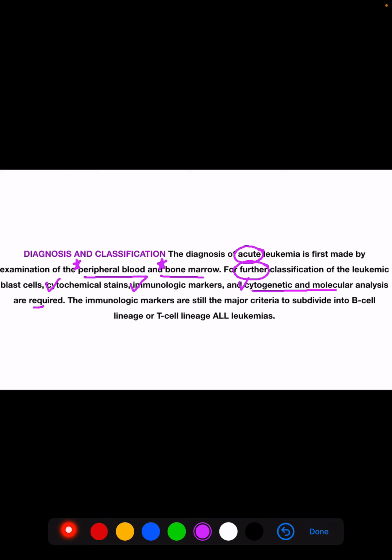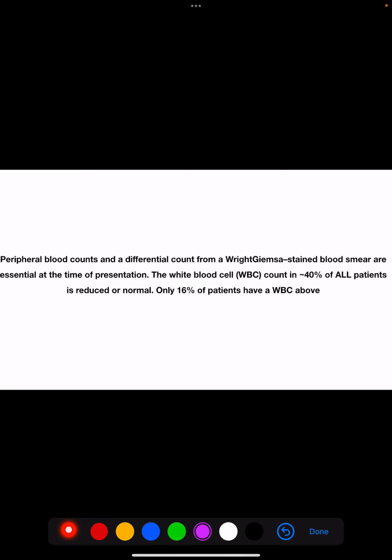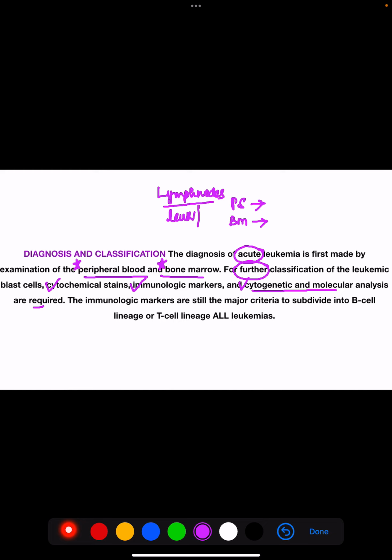Suppose a patient comes to a clinician with lymphadenopathy, and we are suspecting some leukemia or lymphoma. So first what has to be done? First, a peripheral smear has to be ordered, and then a bone marrow examination. And we need further classification of these leukemias. So what further tests should be ordered? These are immunological markers, cytogenetic and molecular analysis, and cytochemical stains.